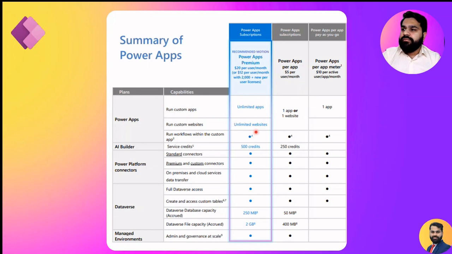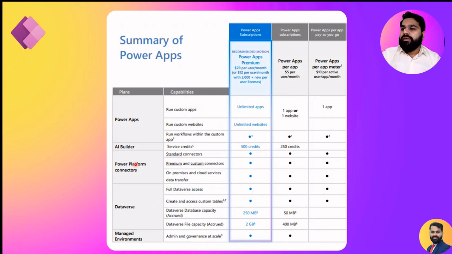Now, AI Builder. AI Builder is a capability provided by Microsoft, which has a lot of AI capabilities, for example, AI prompts, and document intelligence, getting the text from images. These are some of the AI Builder capabilities. For that, 500 credits are loaded to the organization for any user who has the $20 Power Apps Premium license.